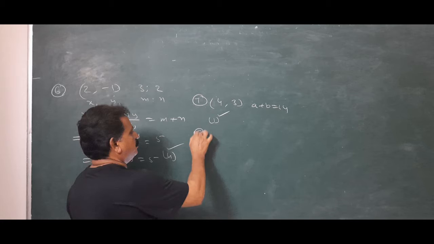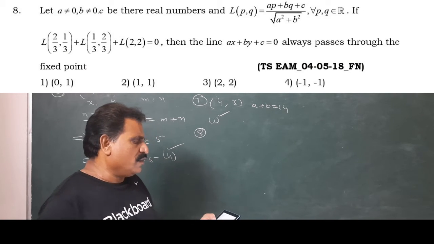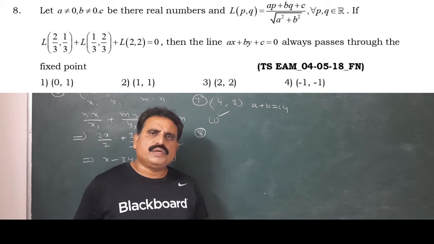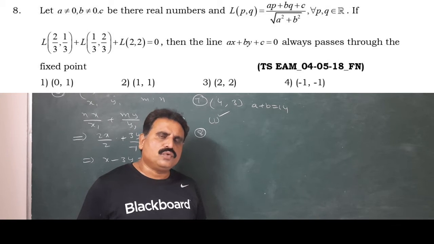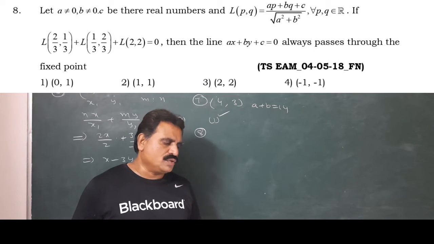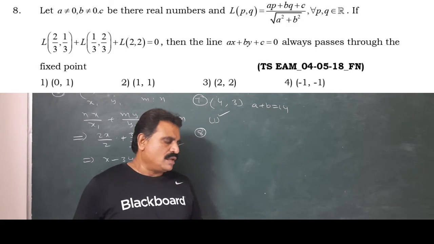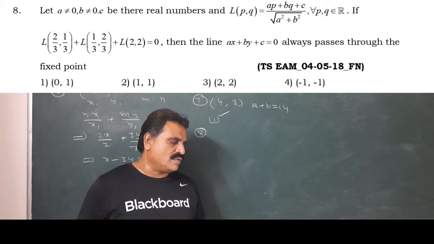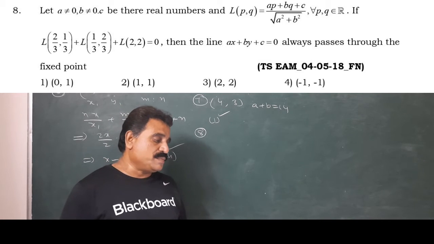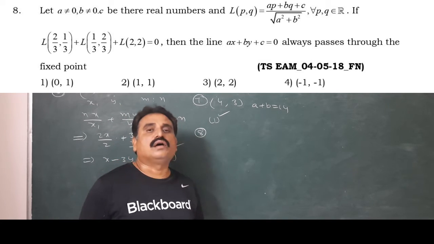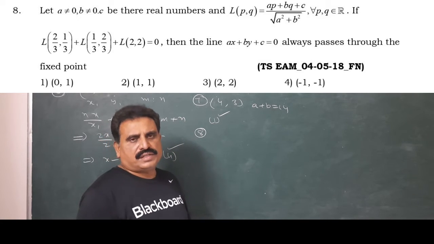Next, question 8. Let a not equal to 0, b not equal to 0 be real numbers. L of p, q equal to (ap plus bq plus c) by root of a square plus b square. That is nothing but the distance from p, q to the line ax plus by plus c equal to 0, for every p, q belongs to R. If L of 2 by 3, 1 by 3 plus L of ... equal to 0, that means the line ax plus by plus c equal to 0 always passes through a fixed point. There is a formula.